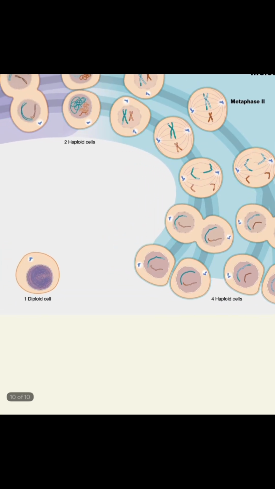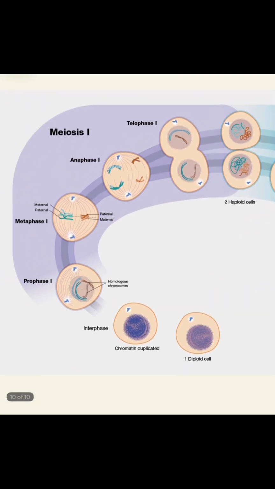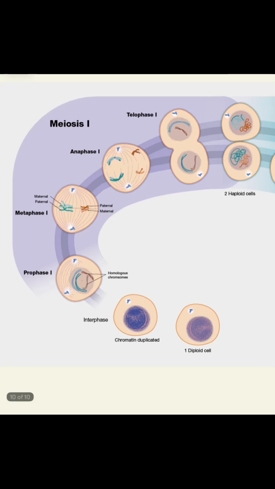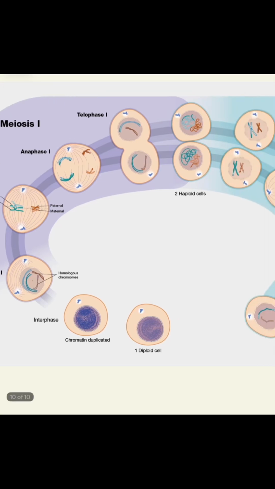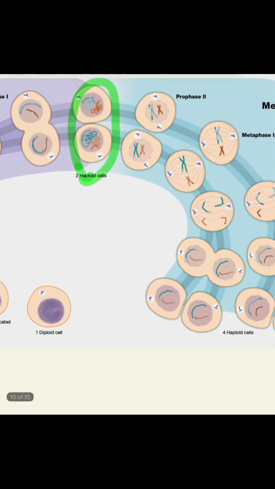Now in meiosis 1, this is the purple section here, homologous chromosome pairs line up and separate, reducing the chromosome number from diploid to haploid. This is called the reductive division. So we can see here that at the end we have 2 daughter cells. Here, 2 haploid cells. And these 2 haploid cells will undergo meiosis 2.